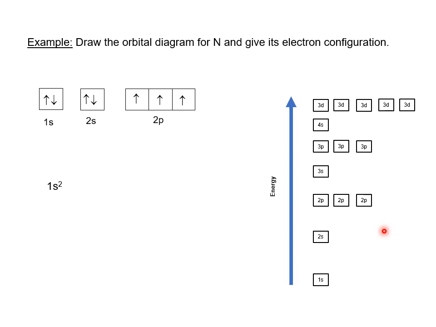Its electron configuration is 1s2, 2s2, 2p3. For electron configuration, notice we do not give the px, py, pz separately. So that is an extra piece of information that we get from the orbital diagram by actually showing how the electrons are occupying each of the orbitals.